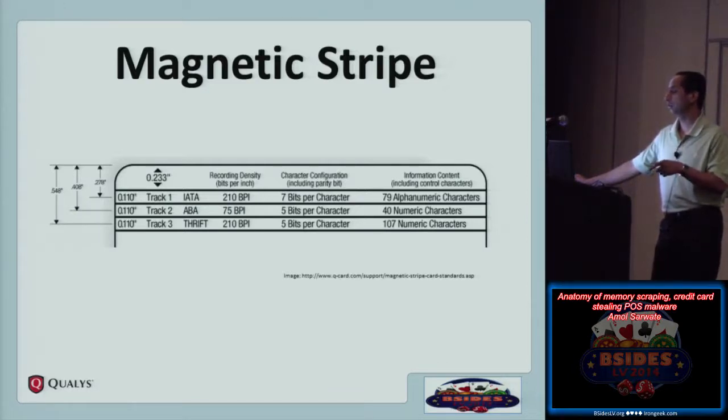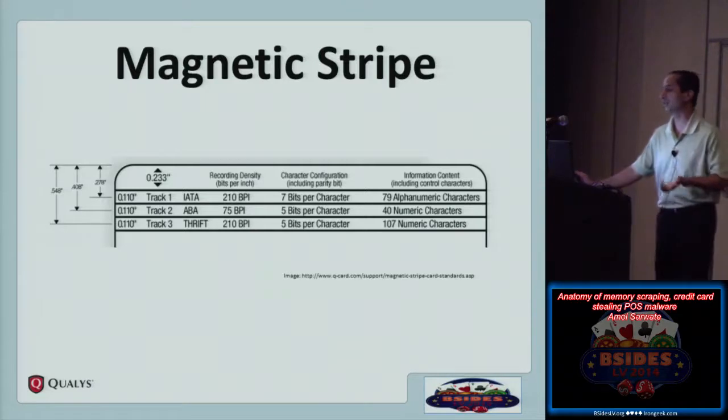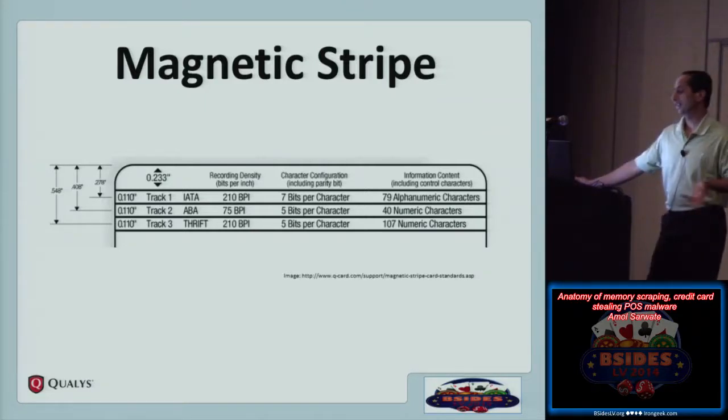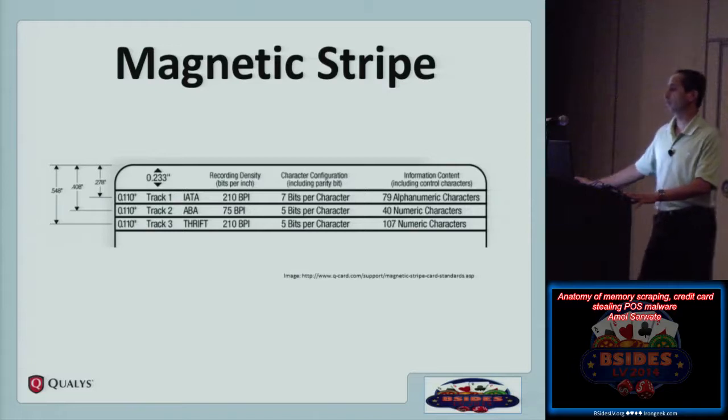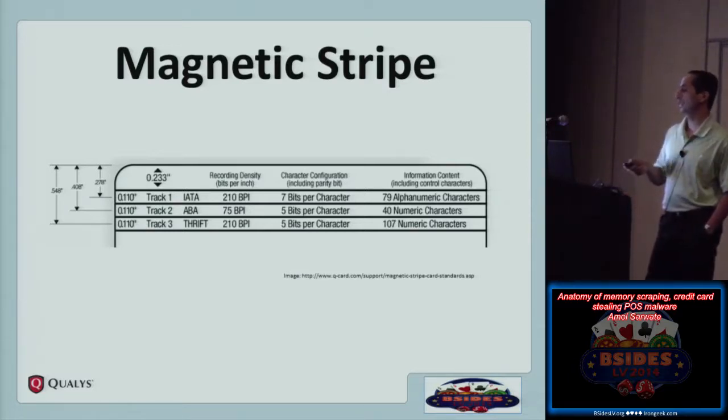There is track 2, which contains 75 bits per inch, and because it has only 75 bits per inch and 5 bits per character, it can store a smaller amount of data. It can store only 40 numeric characters. So pretty simple till now. Track 1 can store 79 alphanumeric characters. Track 2 can store 40 numeric characters. Track 3, which is not really found much in credit cards, has 5 bits per character and can store 107 numeric characters. But most credit cards don't use track 3. So for our malware, what is useful is track 1 and track 2 data.